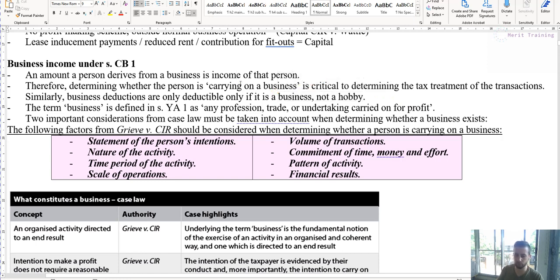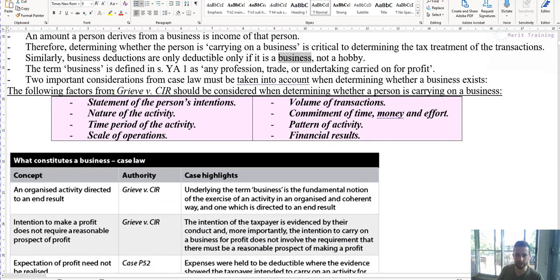So let's say you've got a farm, you go there on weekends, you don't really make any money, you just like to grow trees and garden. Is that a hobby or a business? Well, again, it really depends on the facts of the case, and we can refer to case law to help us to determine this. But in the case of just doing it for fun, more likely to be a hobby. But if you're doing it for large scale, commitment, time, money, volume, etc., more likely to be a business. So these are the factors to look out for, and these were determined in Grieve versus CIR, another historical case.